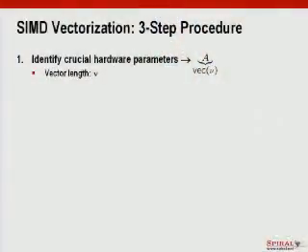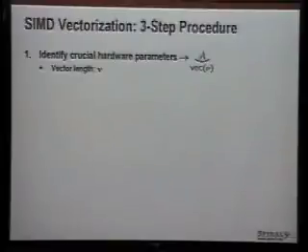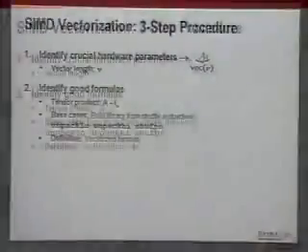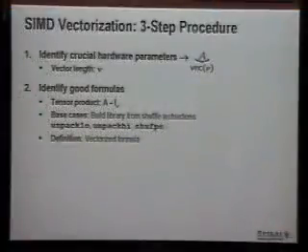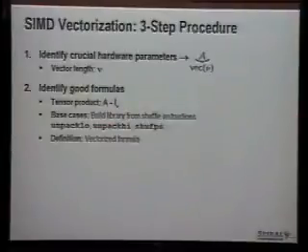So we again have our three-step procedure as in the shared memory case. The first thing is we identify the crucial hardware parameters. What we have here is the vector length. That's the important thing about the SIMD vectorization. Next thing is we need to identify the good formulas that map well. Well, we have already the A tensor I nu. That's a little bit broken here.